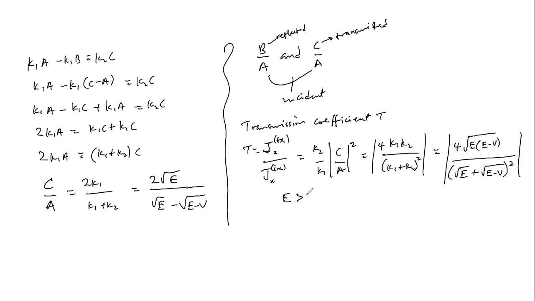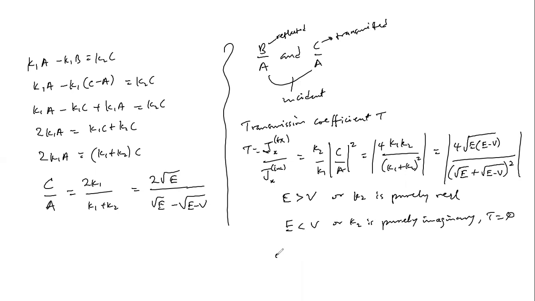Now, when E is greater than V, or better still, k2 is purely real. And if E is less than V, or k2 is purely imaginary, then the transmission coefficient will be equal to zero. So, whether V is less than or greater than E, or k2 is purely real or imaginary, the reflection coefficient will always exist.